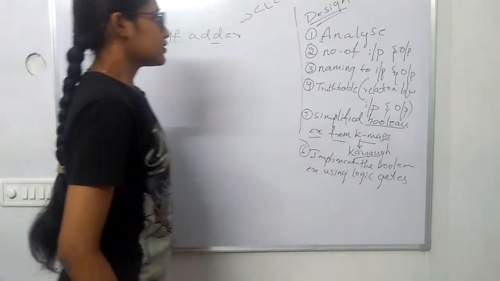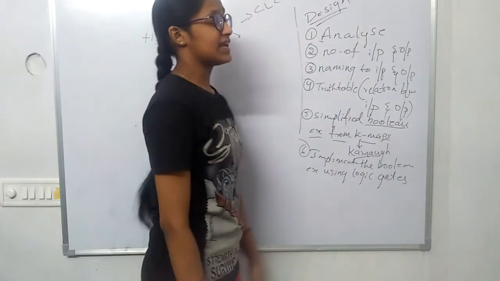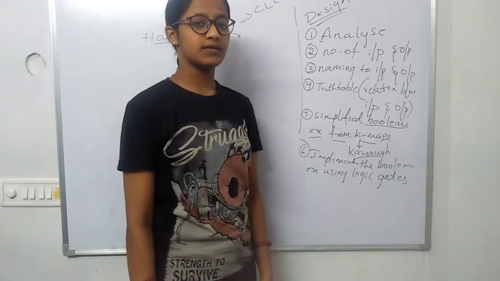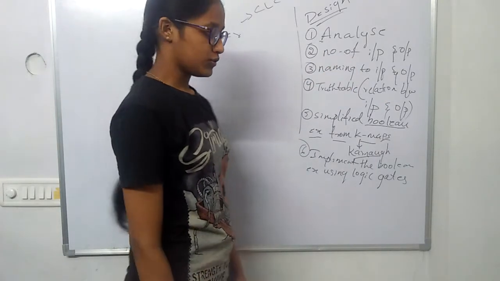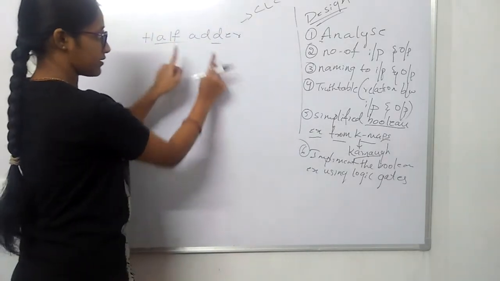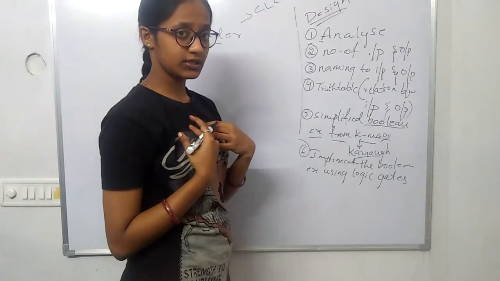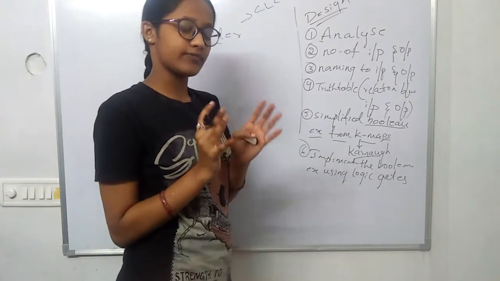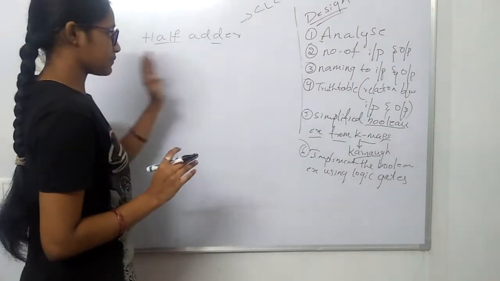So, the first step is analysis. We have to analyze the circuit to be designed. Our analysis is the half adder. What is our analysis? That we are going to design a half adder. Okay, step 1 is completed.